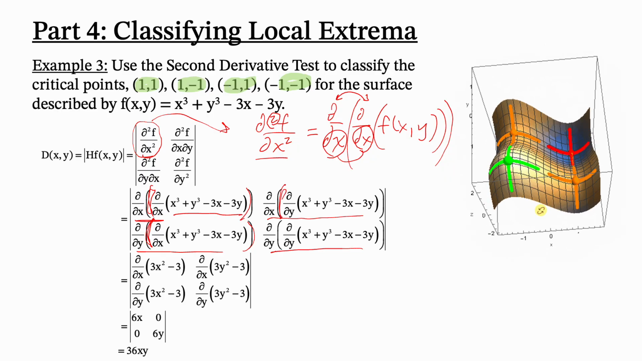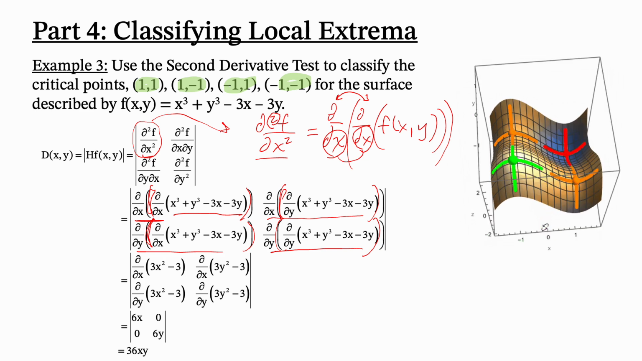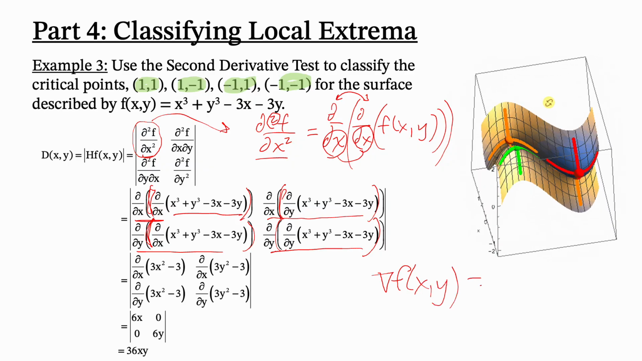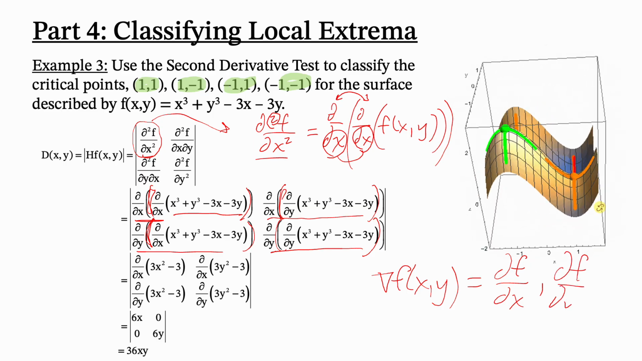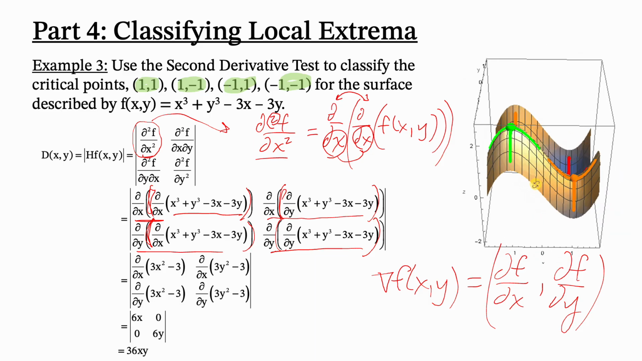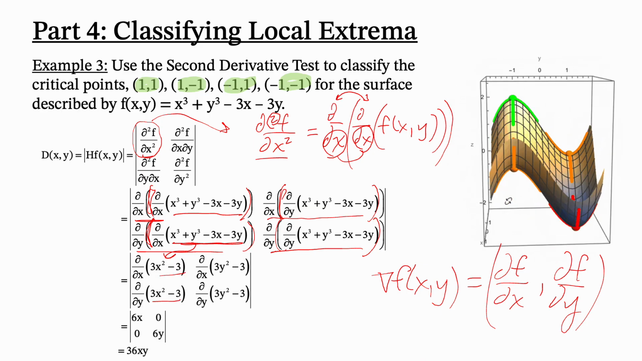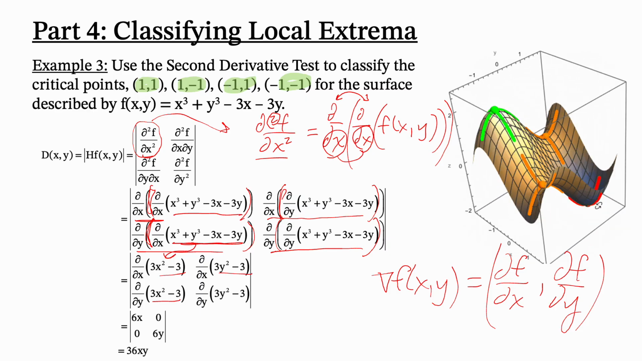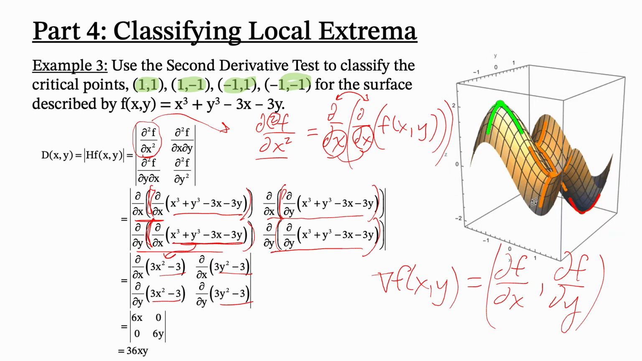Now you'll notice these are just the components of the gradient. We already computed the gradient, because what was the gradient? The gradient of f was going to be df/dx, comma, df/dy as a vector. And so df/dx is just taking our function f and taking its partial derivative with respect to x. We did that already. That's 3x squared minus 3. And then the partial derivative of our function with respect to y is right here, 3y squared minus 3. So you don't actually have a new computation for this intermediary step.